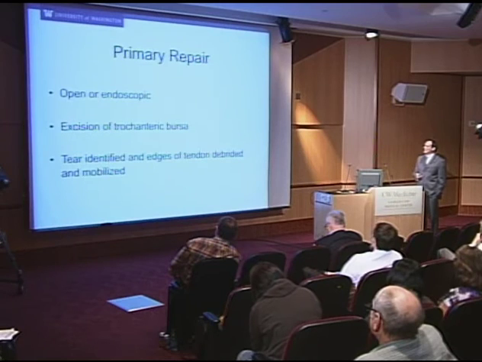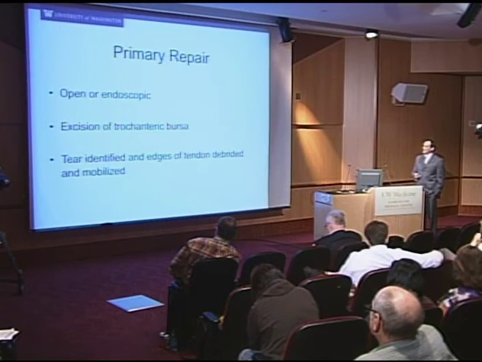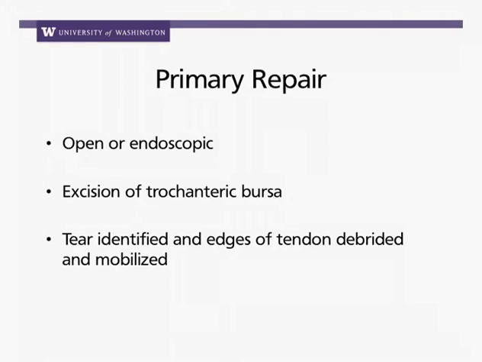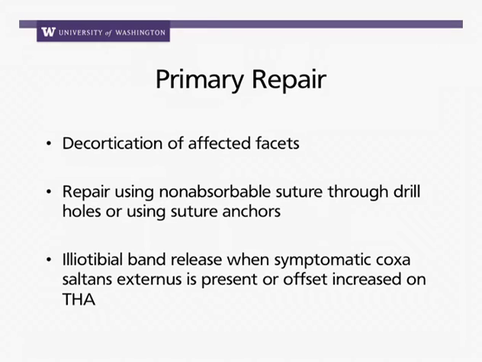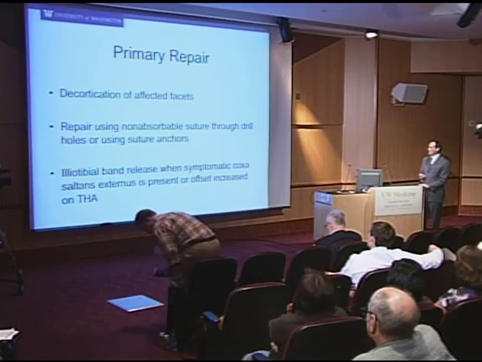The repairs can be done either open or endoscopic. They're both basically the same: you go in and excise the trochanteric bursa, identify the tear and the edges of the tendon, debride it and mobilize it, decorticate any of the affected facets, and then repair using a non-absorbable suture. You can do that through drill holes or suture anchors. And then depending on how tight the IT band is and whether they have a snapping hip, you may do an iliotibial band release.